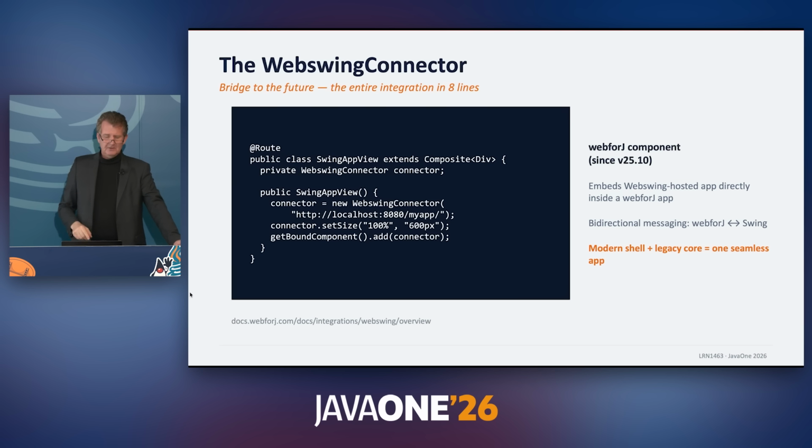So this is just a sample snippet of the Webswing connector in webforJ, and this is showing just how to embed a Swing app. It takes the URL under which the app is deployed, which I deployed before. It has some options that I'm not going into detail here. And then what it does is it embeds the screen in a modern application. So you have your new UI, and then it renders a little canvas with the Swing application. And I'm also going to show you that.